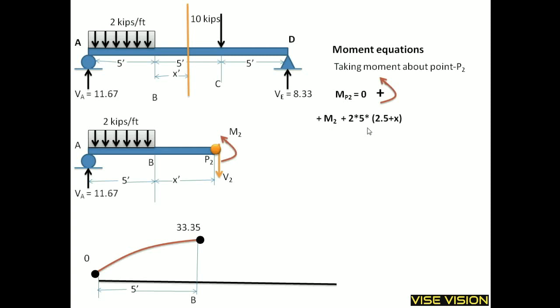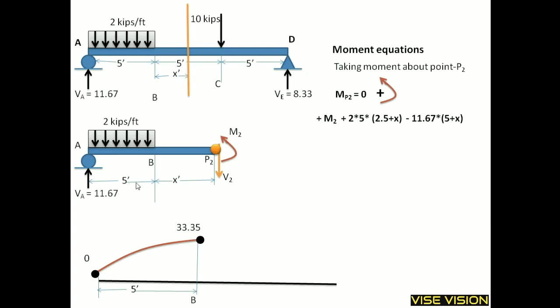This 2 into 5 is the UDL force, and 2.5 plus x, this is half of this 5 plus x, is the moment arm about point P2 for this UDL. It is taken as positive because this also creates a counterclockwise moment about point P2. And 11.67 is the reaction. This creates a clockwise moment, so it is taken as negative, and 5 plus x is the moment arm.